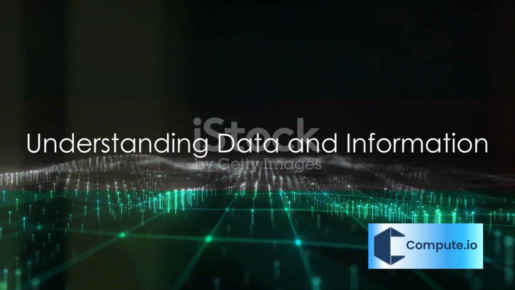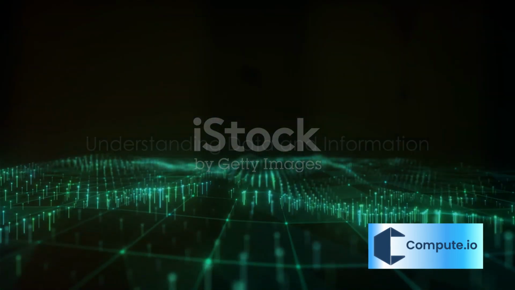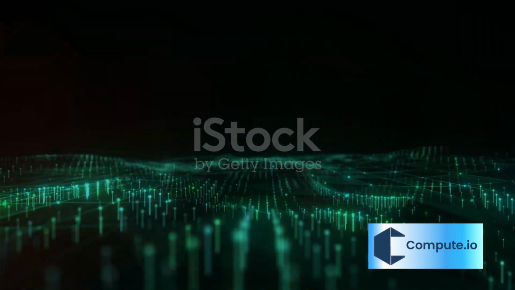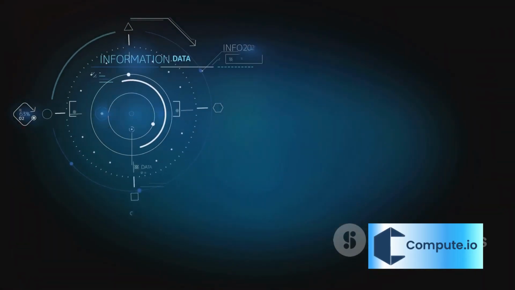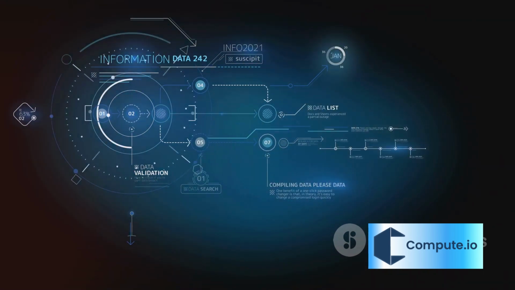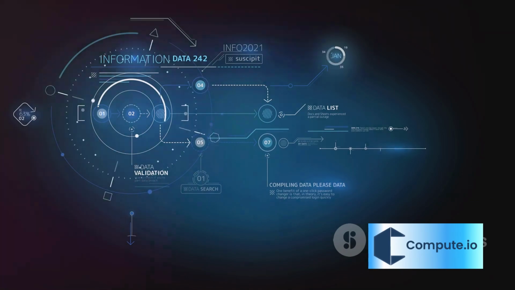What comes to mind when you hear the terms data and information? Often these words are used interchangeably, but in reality, they represent two distinct concepts. Data, in its simplest form, are raw, unprocessed facts and figures without any added interpretation or analysis.